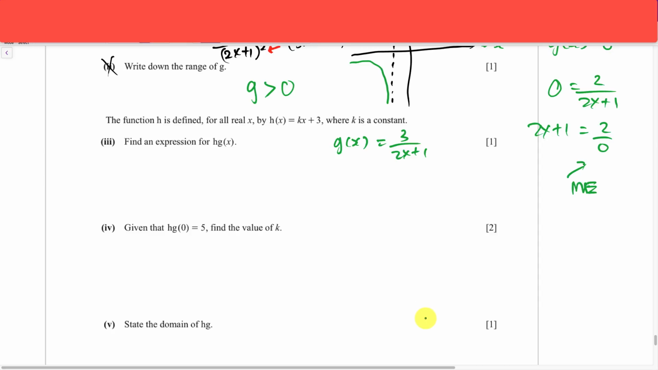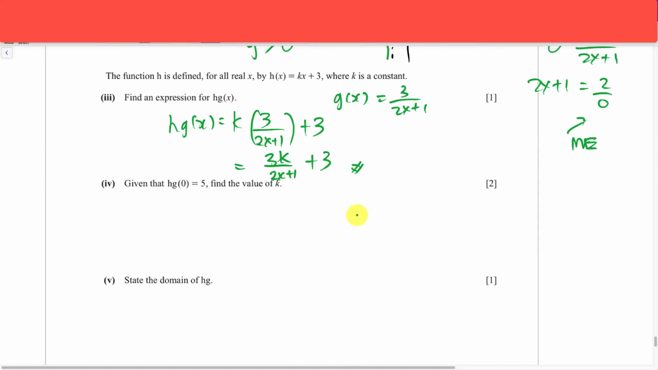So yeah, we just substitute. So hg(x) will equal k, and then I substitute this one, 3 over 2x plus 1, plus 3. Alright, so it's just 3k over 2x plus 1, plus 3. Alright, just like that. I guess just 1 mark is very easy.